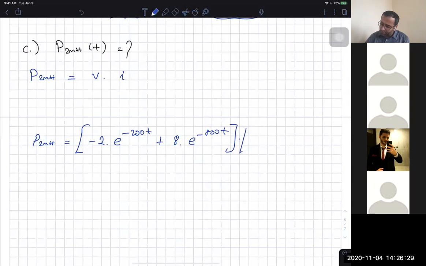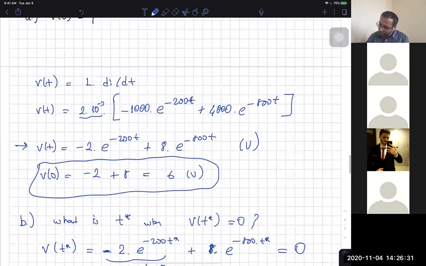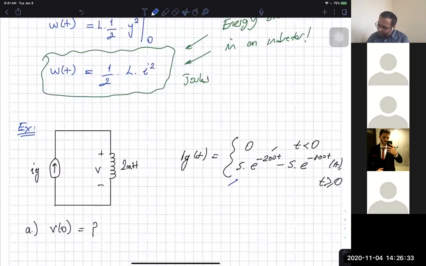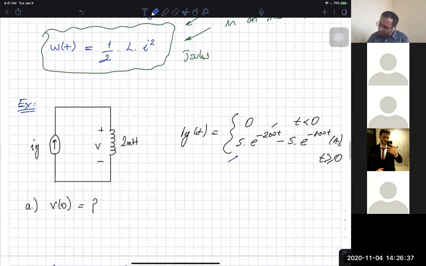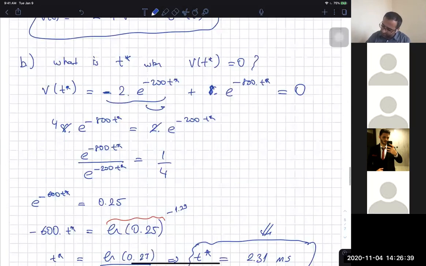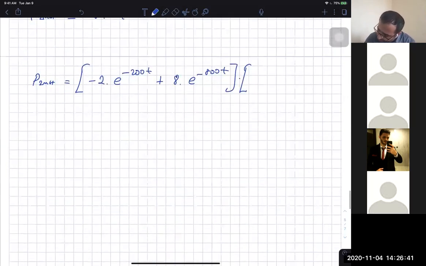I just copied and pasted, and then our current equation is 5 times a lot of things. So 5 times e to the 200, 5 times e to the 800. So I just need to remember it. 5 times e to the minus 200t minus 5 times e to the minus 800t. Can you double check? I don't want to make a mistake here.